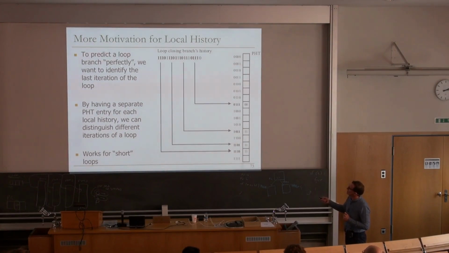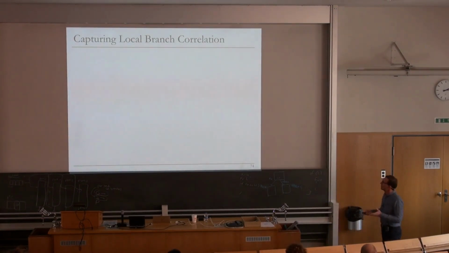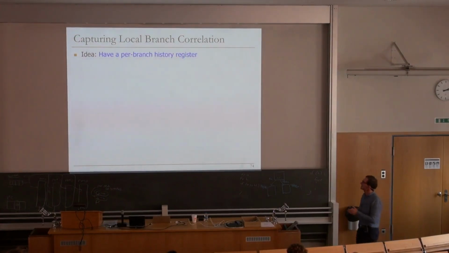And to predict the loop branch perfectly, we want to identify the last iteration of the loop. And by having a separate pattern history table entry for each local history, we can distinguish different loop iterations of a loop. This works for short loops. You can read the paper for more detail over here. So how do you capture this? And the idea is very simple now.